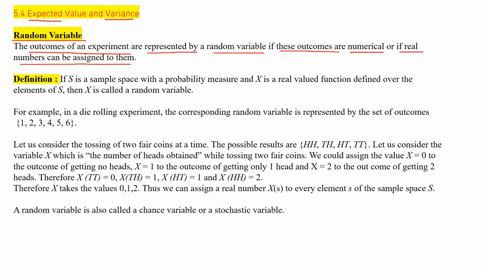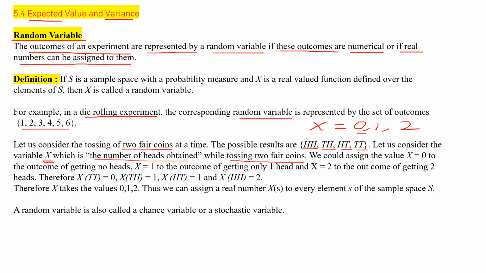That means if I am rolling a die, then the random variable is represented by the set of all outcomes, the numbers 1, 2, 3, 4, 5, 6. If you toss two fair coins, then the possible results are HH, TH, HT and TT. Now you have to assign a random variable X such that X denotes the number of heads obtained when tossing two fair coins. So the random variable capital X takes the values 0, 1 and 2.